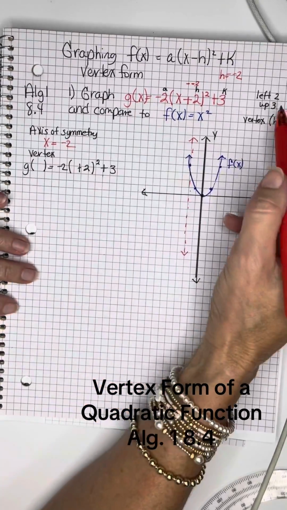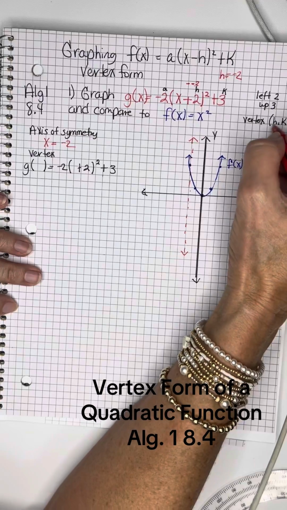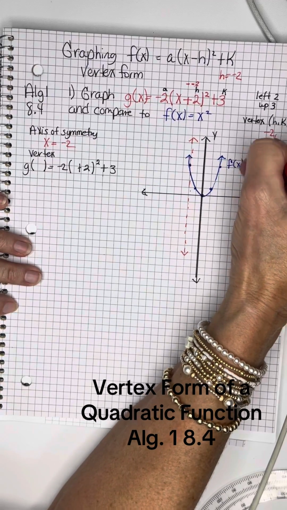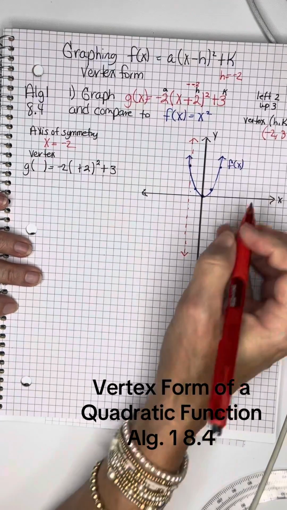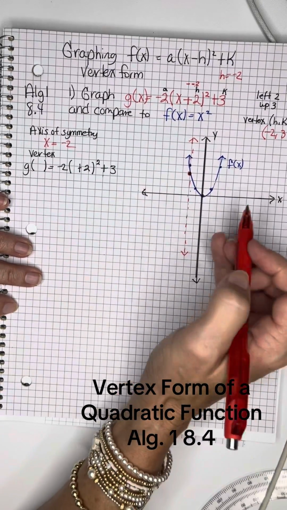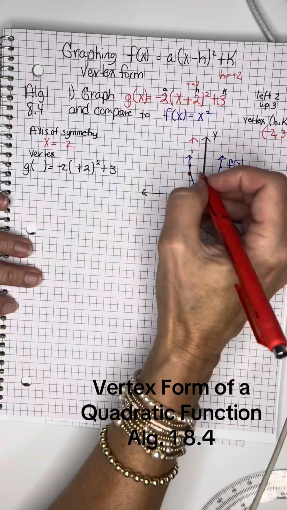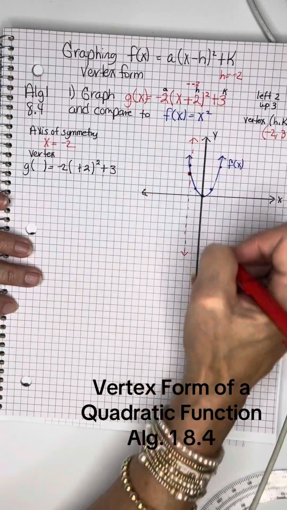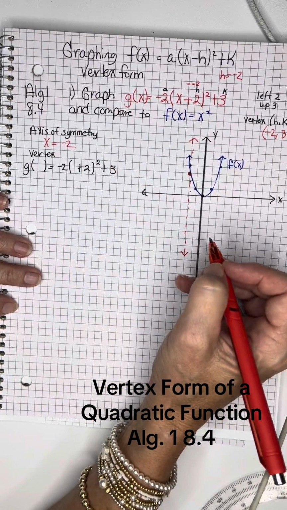Okay, now the vertex is going to be h, k, which is negative 2, 3. So I can go left 2 and up 1, 2, 3, and there's the vertex. Because a is negative, this thing should be going downward instead of upward, so it's a reflection.